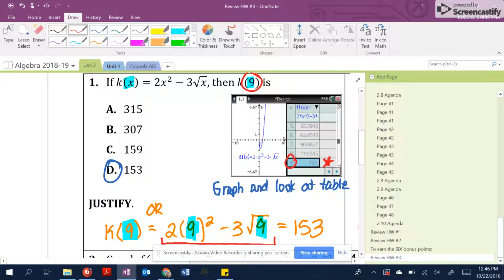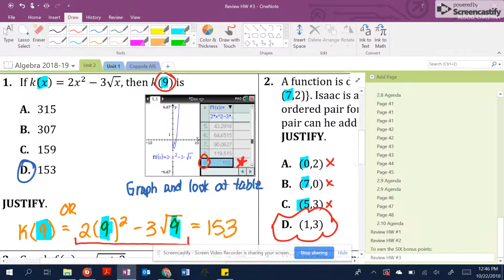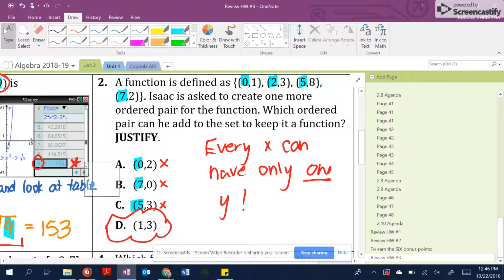All right, folks, type in your answer now for number 2. Here we have it. Here is number 2. So they told us here that this is a function, okay? Isaac has to put one more pair into the function. All right, so in order to preserve a function, I'm going to use my justification of the definition. Every X can have only one Y value.